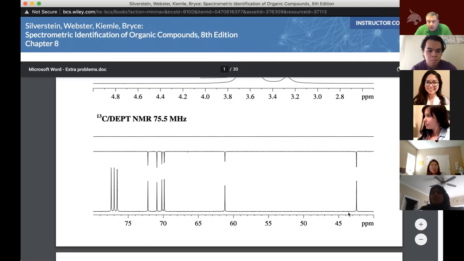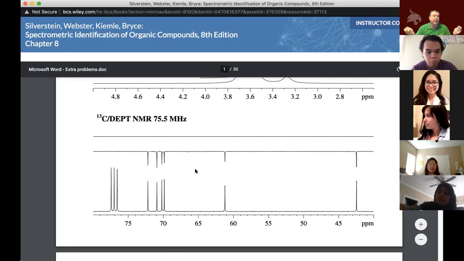So we're looking at something around 42, and then a 60, and then 1, 2, 3, 4 peaks up around 70. So all of these carbons are attached to at least one heteroatom, and these might be attached to 2 heteroatoms because they're shifted so high up. Now notice all of these are down. So what does that suggest?